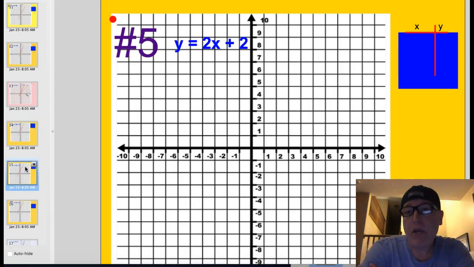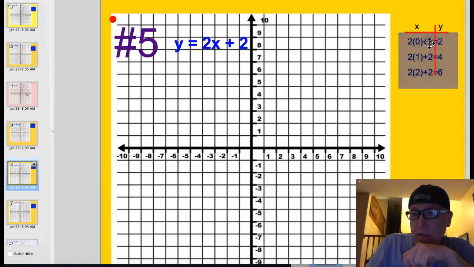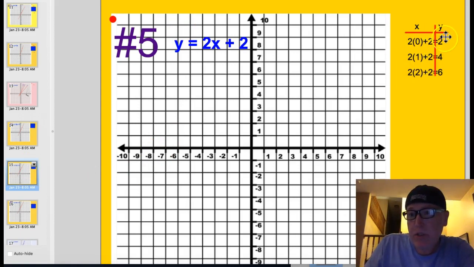Number 5, go ahead and graph this guy. Okay, complete the table. So we got 0, 2; 1, 4; 2, 6. It should have looked something like that. Good.